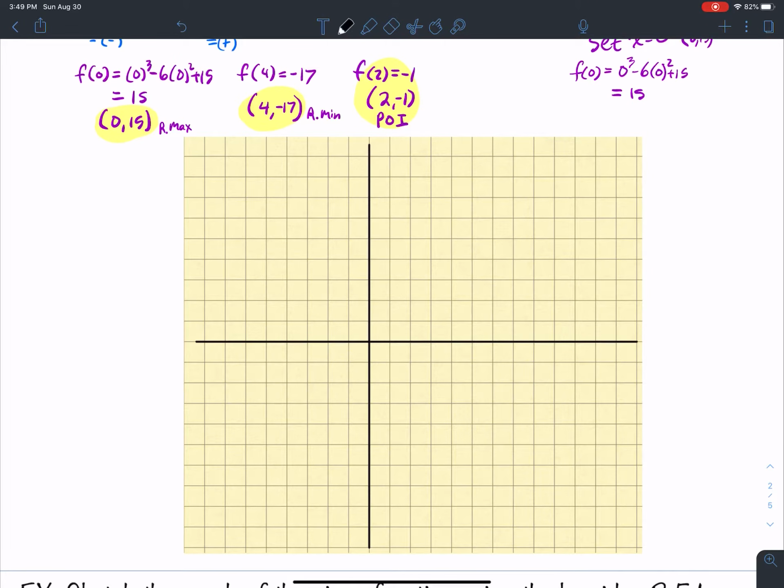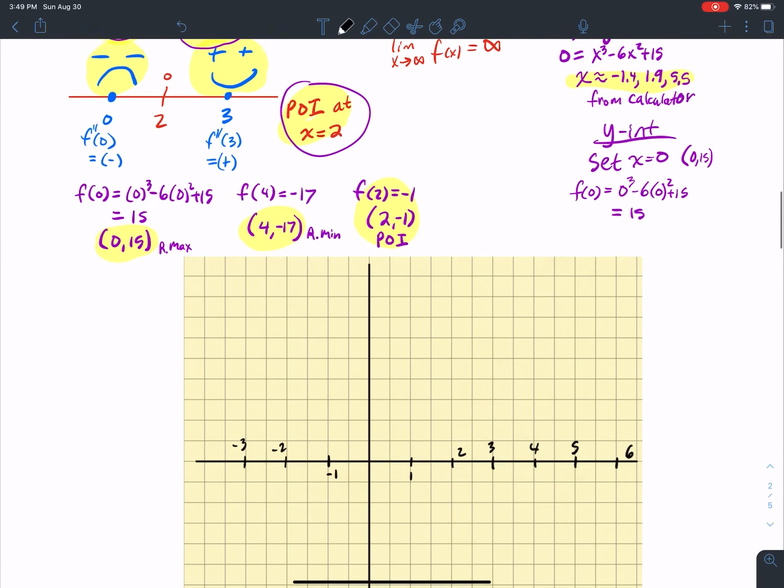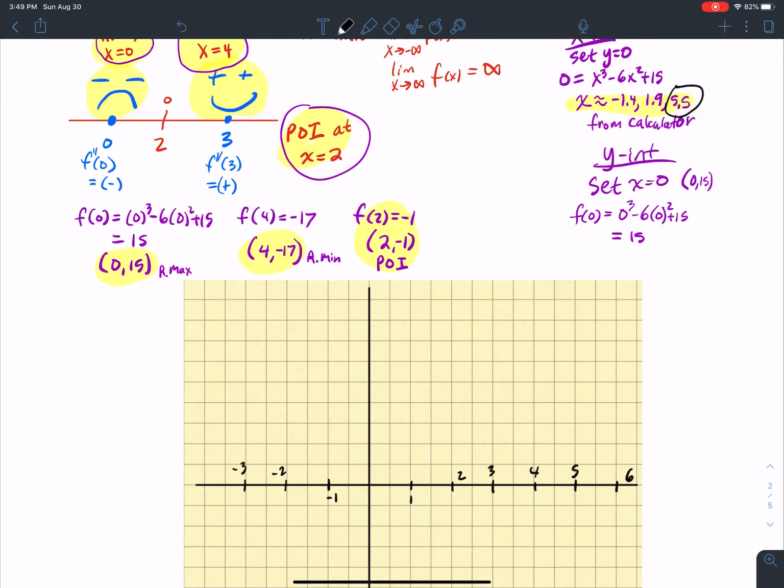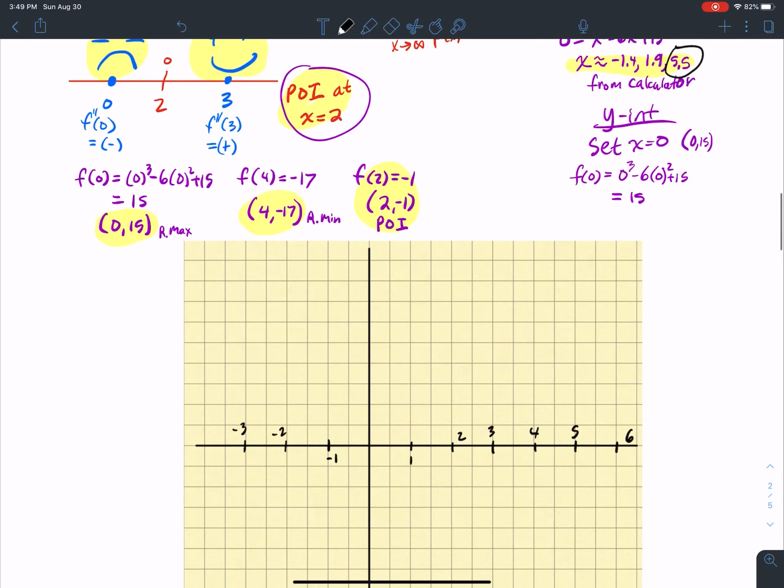So what I'm going to do here is count by ones. So that's -1, -2, -3, and so on. Over here, I've got 1, 2, 3, 4, 5, 6. Okay, I think that's good enough because we had x-intercepts 5.5 and -1.4 as the other end of that range.